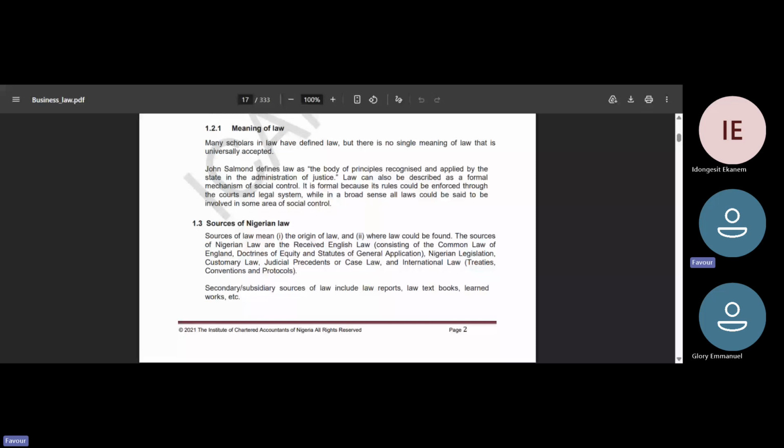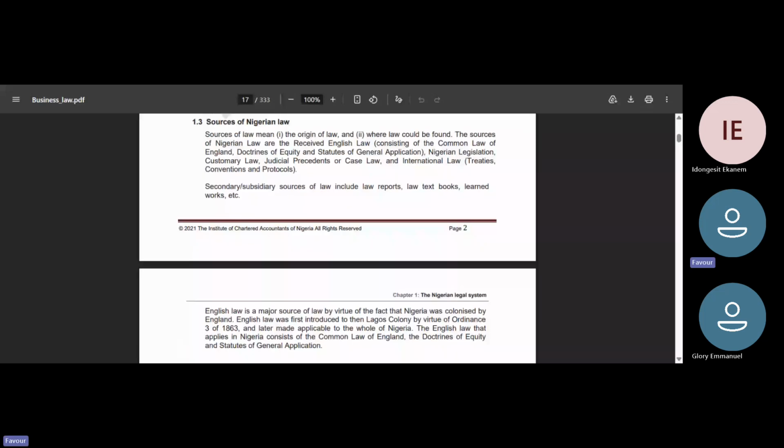Nigeria sources its law from received English law, that's the common law of England. Received English law is basically all those laws that were received from our colonial master, the British. Then the Nigerian legislations, the customary laws, and the judicial precedents or case law. Judicial precedent is looking at what has been decided on similar issues. If, for example, there's a case between two people about something known in the law at that time, and the court gives its judgment, then for future cases that are similar, that case can serve as a precedent. I think you get me. So, common law.